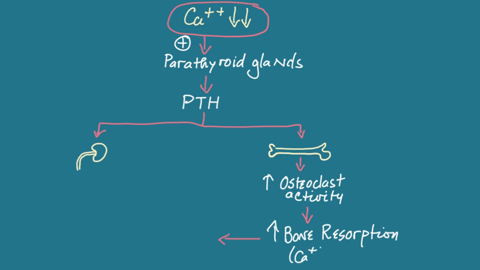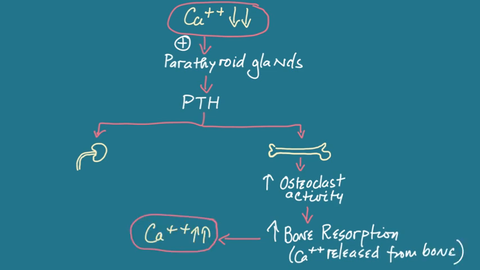Bone resorption means osteolysis occurs and calcium is released from the bone. Think released and resorption. Resorption results in release of calcium, so calcium levels in blood go up. The kidneys help to retain calcium, and that too increases calcium levels in blood. This also takes place in a negative feedback loop, resulting in increasing blood calcium levels.